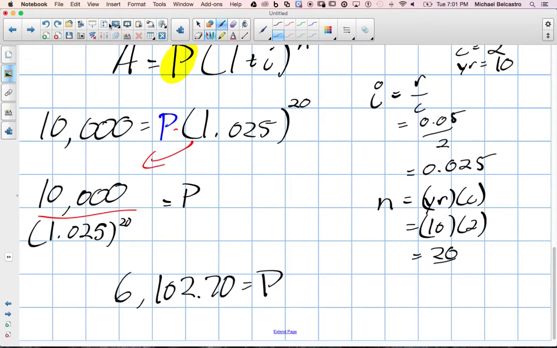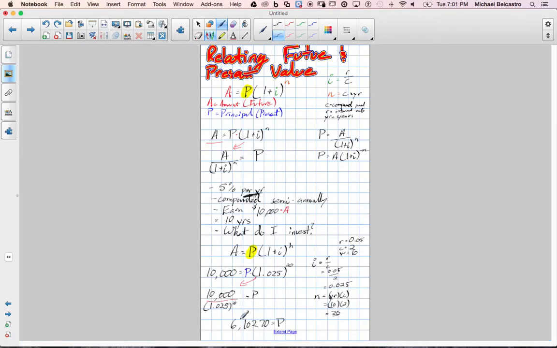What that means is if 10 years ago, say we wanted to have 10,000 now, we would have had to invest $6,102.70 for this account to have given us 10,000. So if we invest that amount now, in 10 years we will have $10,000 in that account. That's what the present value is telling us.